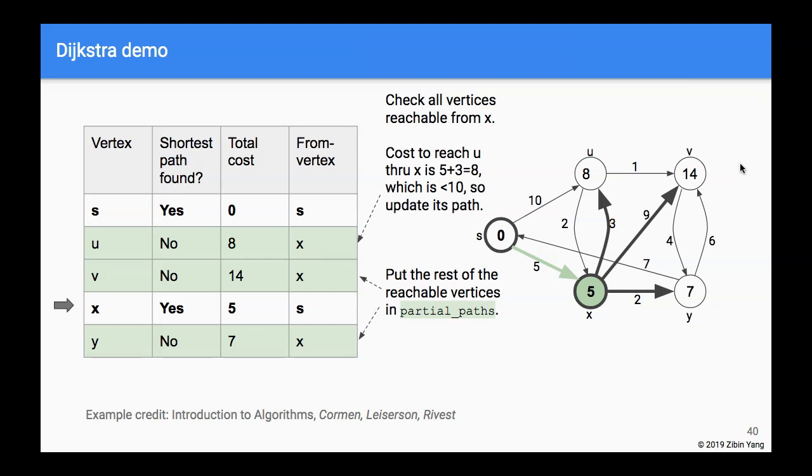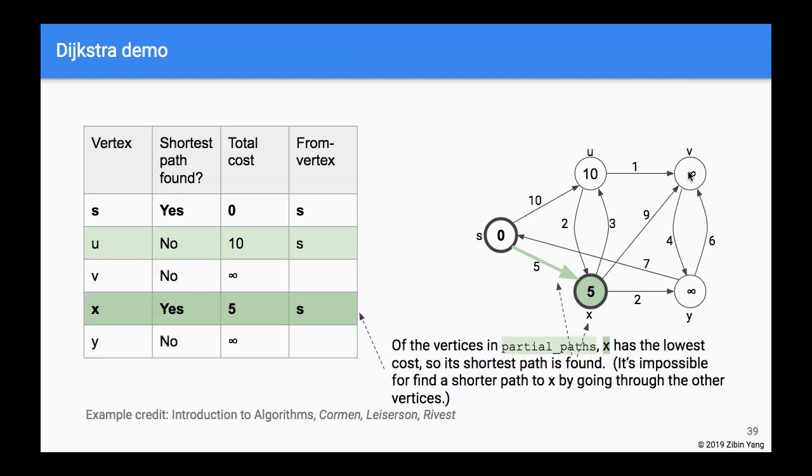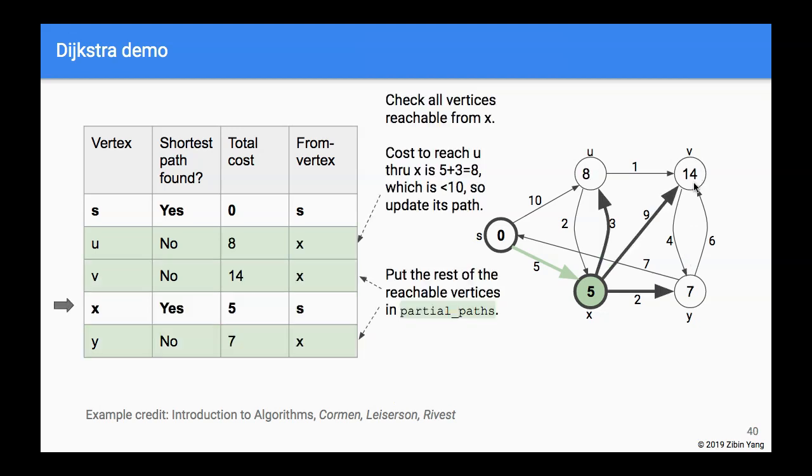Now the other two vertices, V and Y. If we look at V, previously it has an infinite cost because there is no path to it yet. So obviously 14 is less than infinity. So for V, we put the cost of going through X as 14, and it's 14 because, again, the cost of going to X is 5, and then from X to V is 9.